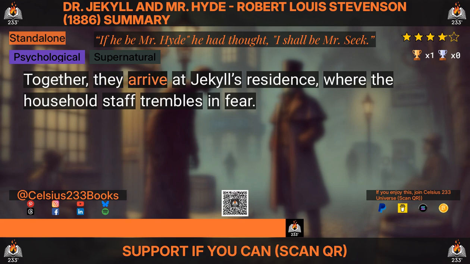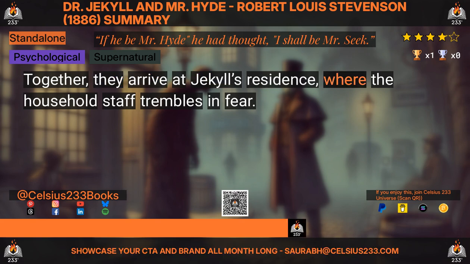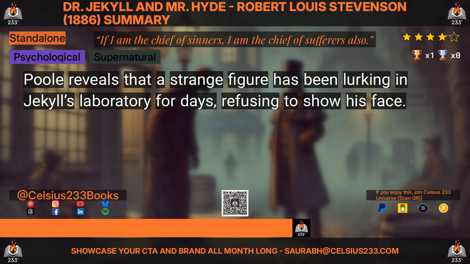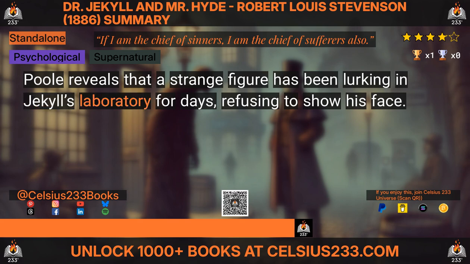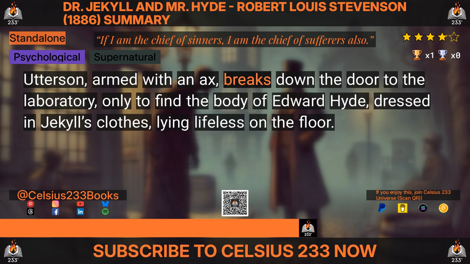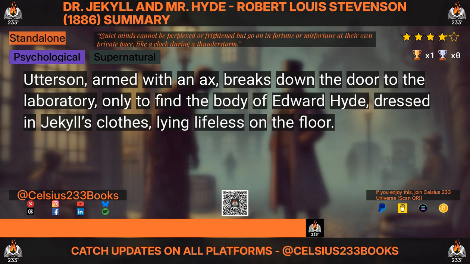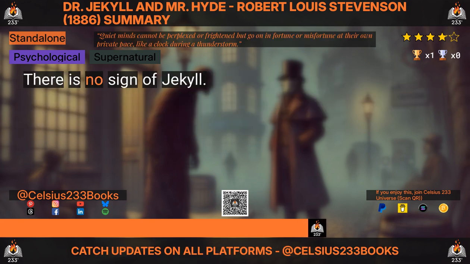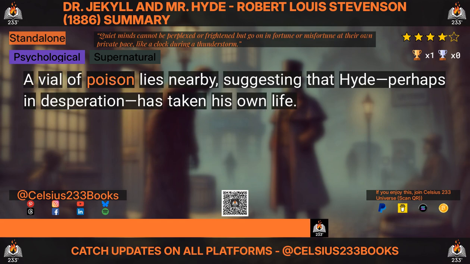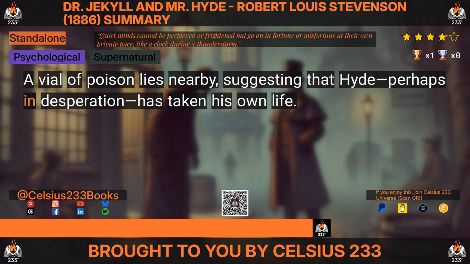Together, they arrive at Jekyll's residence, where the household staff trembles in fear. Poole reveals that a strange figure has been lurking in Jekyll's laboratory for days, refusing to show his face. Utterson, armed with an axe, breaks down the door to the laboratory, only to find the body of Edward Hyde, dressed in Jekyll's clothes, lying lifeless on the floor. There is no sign of Jekyll. A vial of poison lies nearby, suggesting that Hyde, perhaps in desperation, has taken his own life.